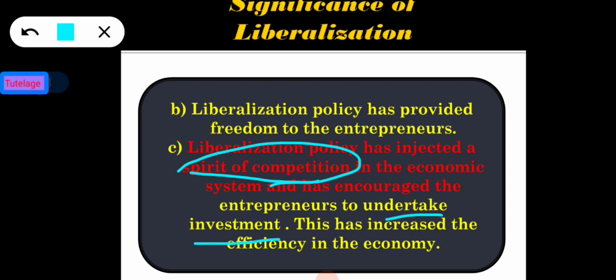And we all know that there are three policy measures. First one is liberalization, second one is privatization, and third one is globalization. And today we have only discussed the policy of liberalization. So I think the meaning of liberalization, functions, features, and significance are all clear to everyone. In my next session we will discuss the policy of privatization and the policy of globalization.